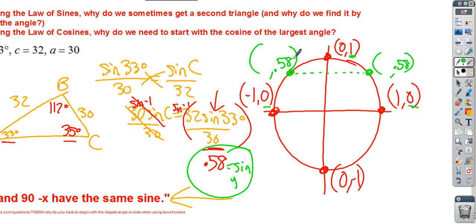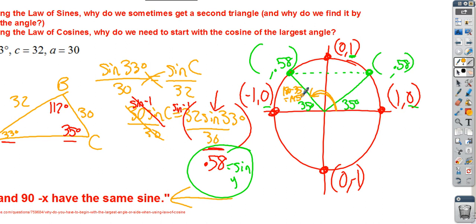Okay, this is why, and remember we calculated this angle. This angle was 35 degrees. But notice this right here is going to have a reference angle of 35 degrees. These 2 angles have the same sine, and I'll prove it to you in just a sec using a calculator. So what is this angle, this orange one right here? That orange one is going to be 180 minus 35, which is 145 degrees. Okay, 145.